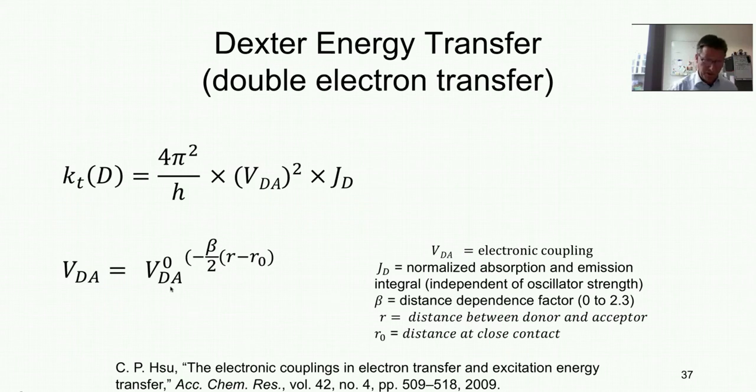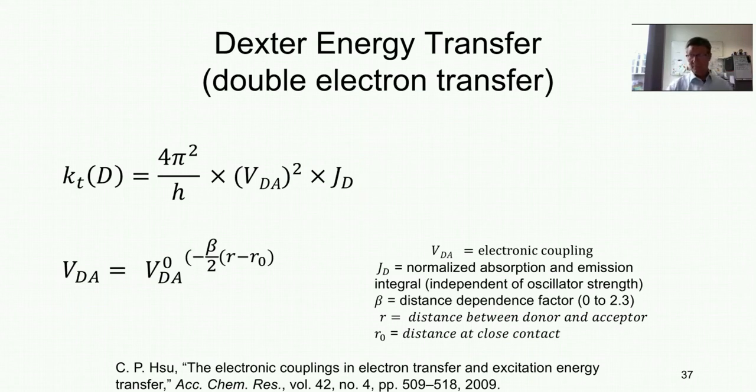It's more the electronic coupling, and the electronic coupling is a function of distance, and this beta factor is the distance dependence factor, so the attenuation factor of the electronic coupling. So the Dexter mechanism, it's a double electron transfer. It is not so easy to predict how well this mechanism will operate. The nice thing about the Förster mechanism is that you can take the information from the separate components and put it together, and that gives you a reasonable estimation.